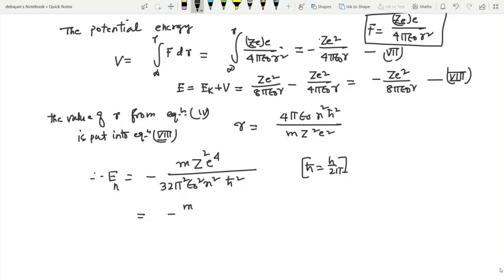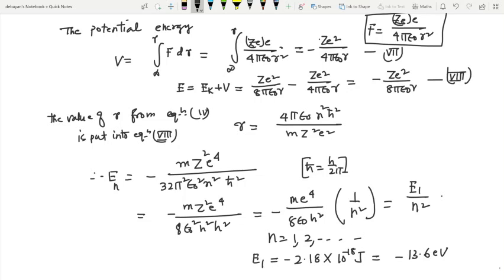So we can take m e⁴ / (8 ε₀² h²) times 1 by n², that is nothing but the energy of the first orbit divided by n², where n is equal to 1, 2, 3, and so on. Of course we know that this is the ground state energy, 2.18 × 10⁻¹⁸ joule if you put in the values, or you can say that it is nothing but -13.6 eV.